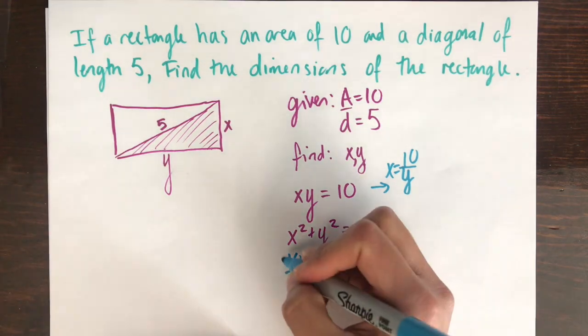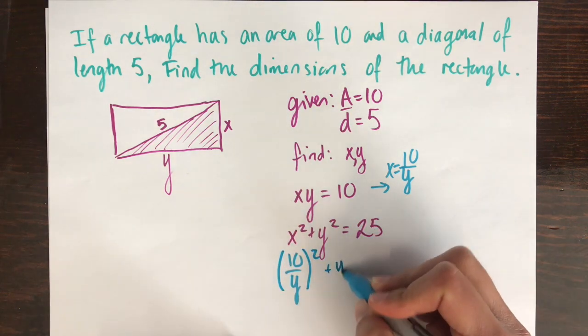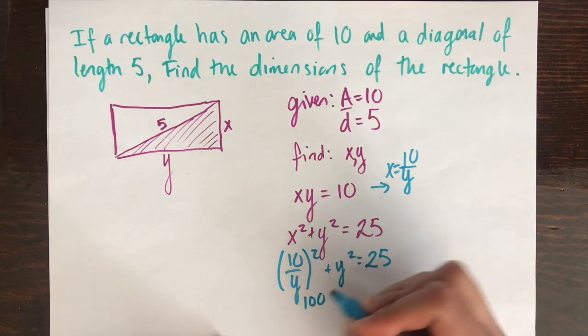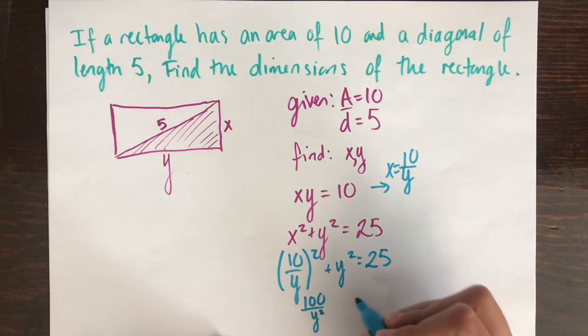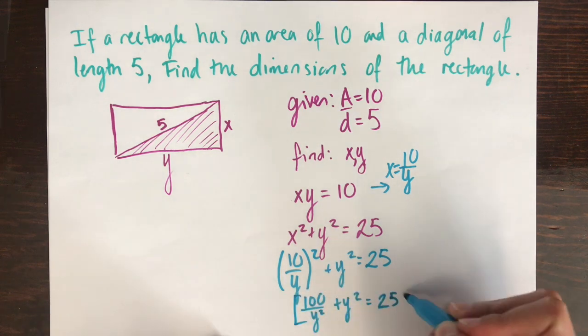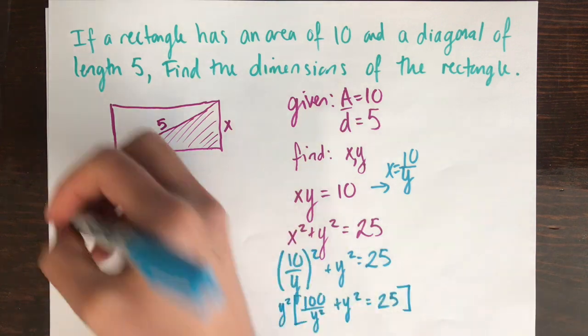So 10 over y, squared, plus y squared is equal to 25. Again, I've just replaced x with 10 over y because x is equal to 10 over y. So I end up with 100 over y squared plus y squared is equal to 25. Now I want to get rid of that y squared in the denominator because I don't like to work with fractions.